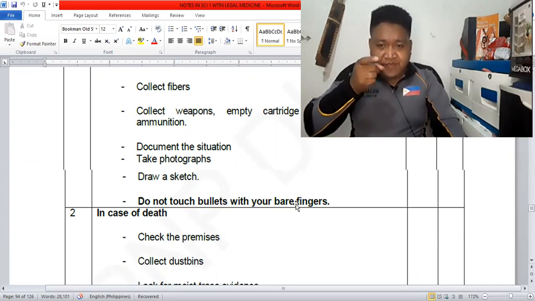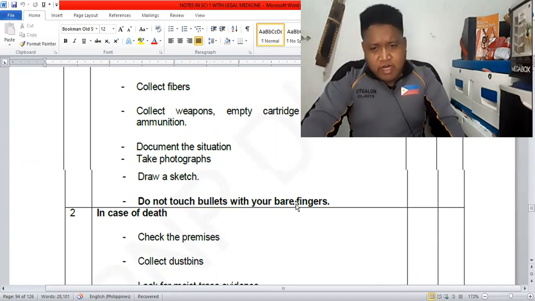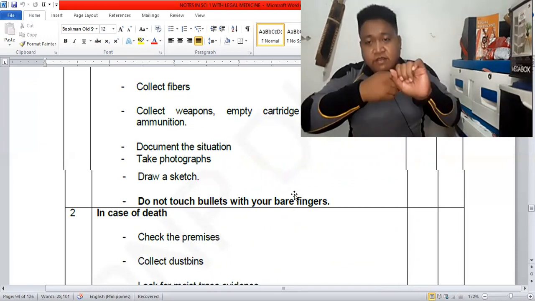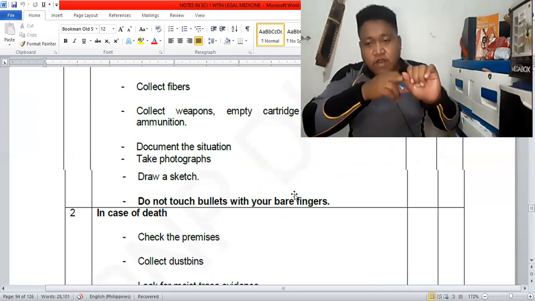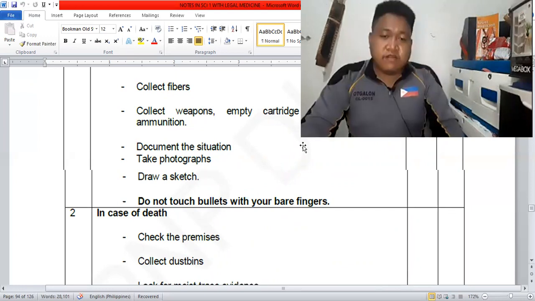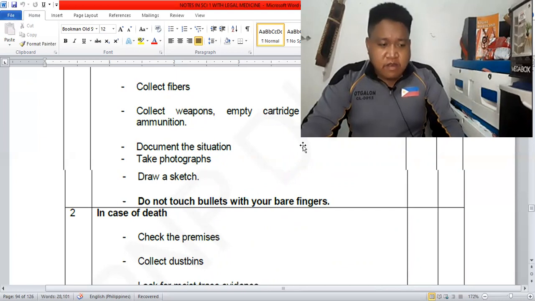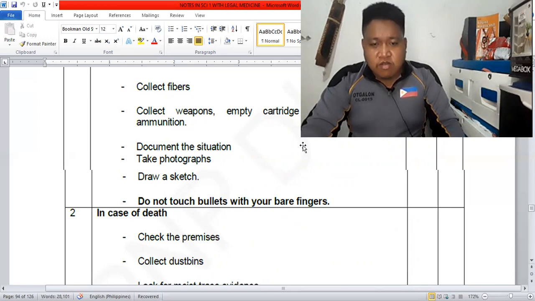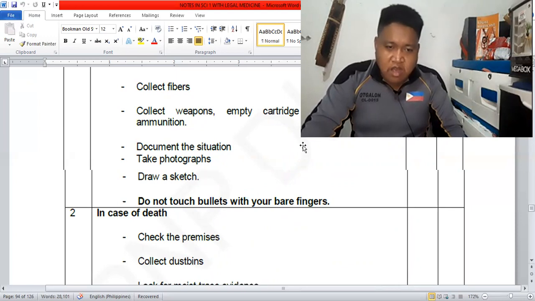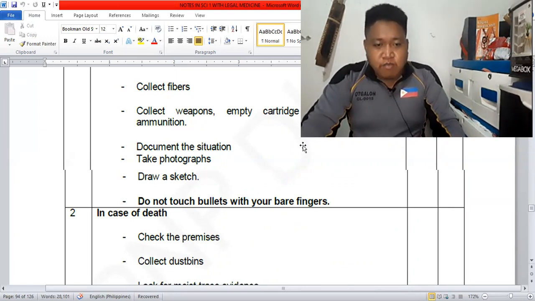Kasi pag pinutok ang baril, at lalabas ang bullet, dadaan yan sa rifling. Dadaan yan sa rifling ng firearm, then the rifling of the firearm causes to leave a mark on the bullet. At yon yung i-examine and other markings on the bullet. That is why do not touch with your bare hands or bare fingers. Kailangan mo mag-gloves. Baka malagay mo pang fingerprint mo dyan.